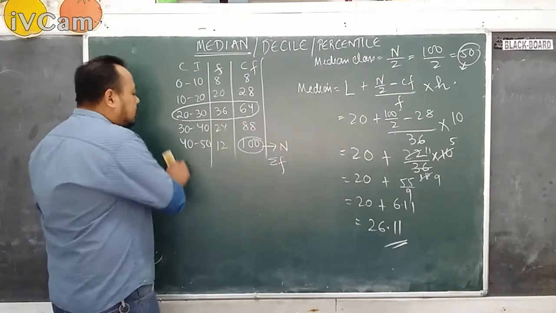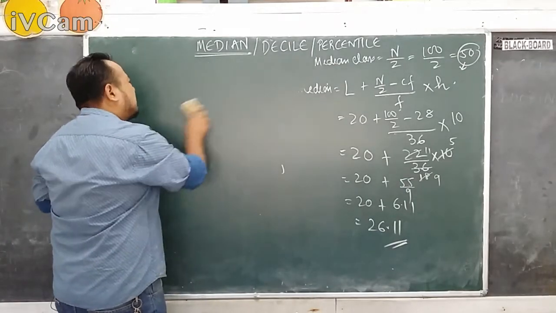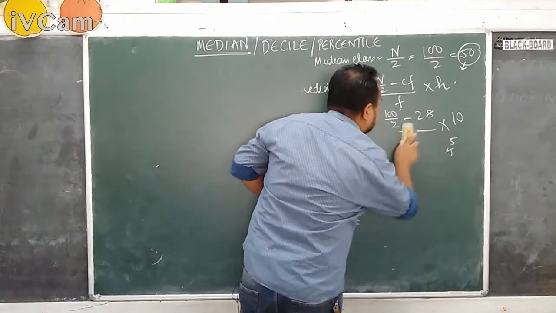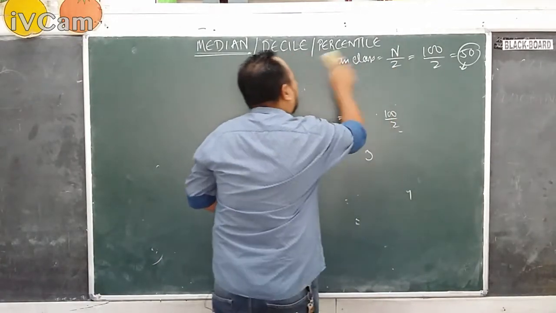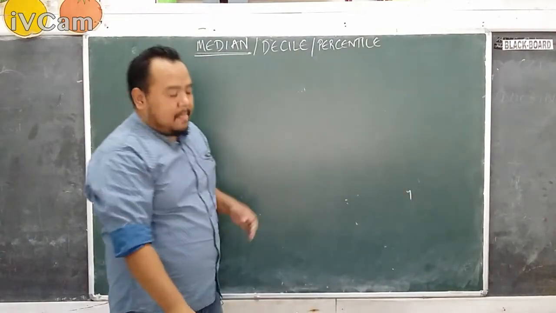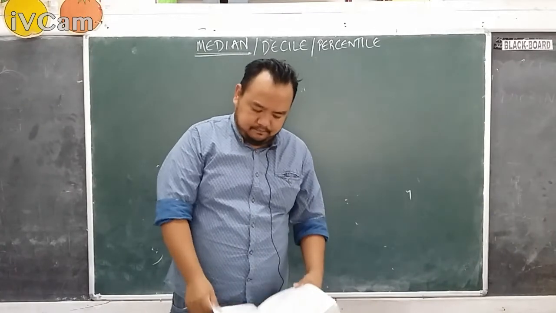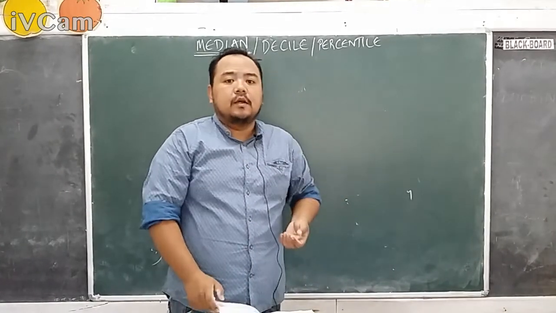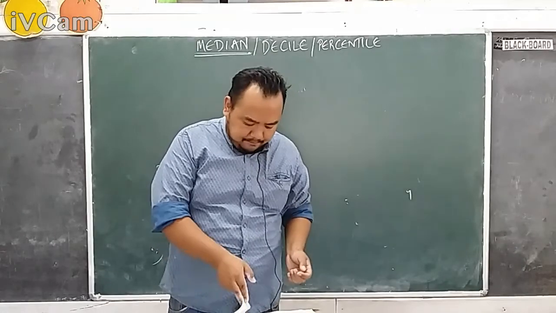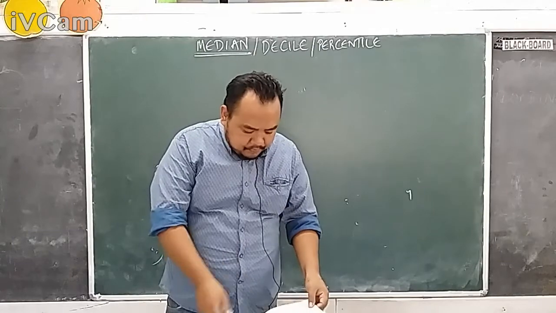Again I am telling you, you will get one question for 4 marks to either calculate the median, decile or the percentile. So moving on, let me explain the decile to you. This chapter is from Section C. Just go to the content, you will see median, quartile, decile and percentile. Is that clear? So let me solve one question on decile.